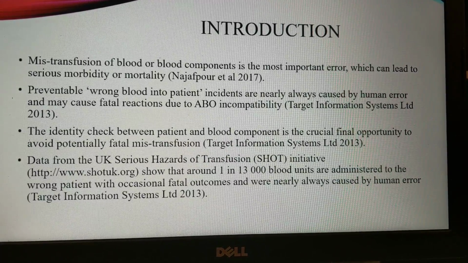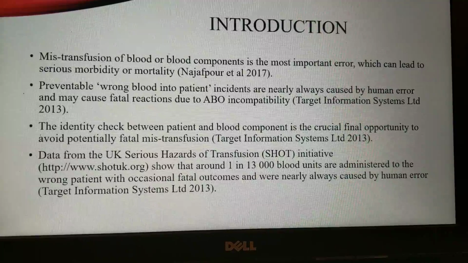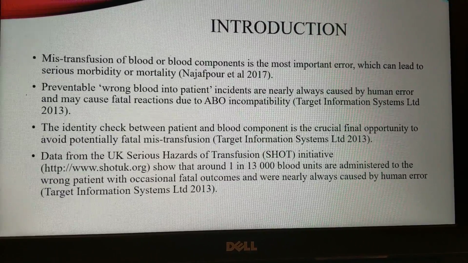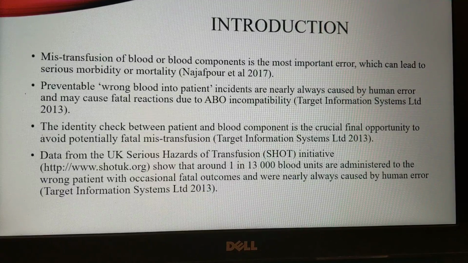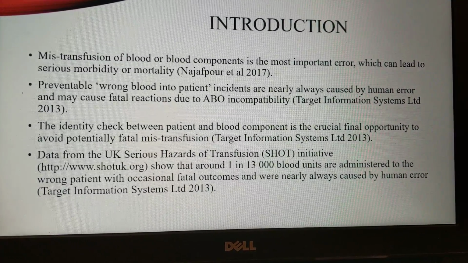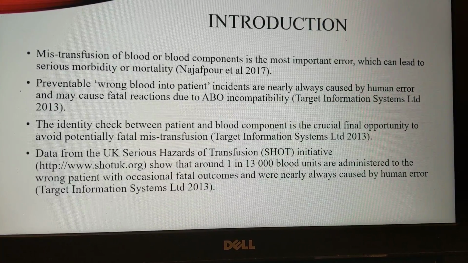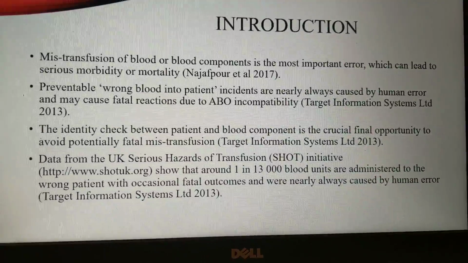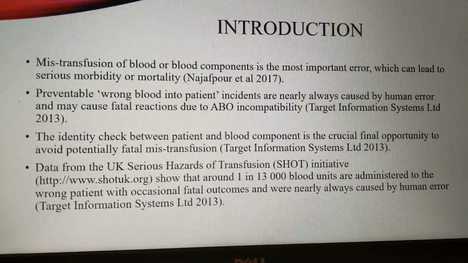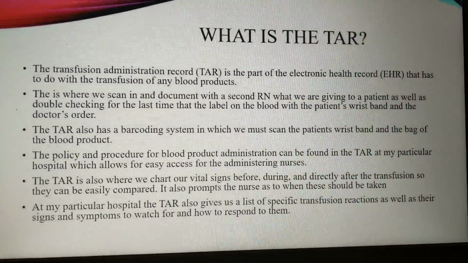The identity check between the patient and the blood component is the crucial final opportunity to avoid potentially fatal mistransfusion. And we use the TAR the most at the end when we're getting ready to administer the blood product. And data from the UK Serious Hazard Transfusion show that around 1 in 13,000 blood units are administered to the wrong patient with occasional fatal outcomes, and were nearly always caused by human error. So again, that's why it's so important that we have this information system to stop those errors.